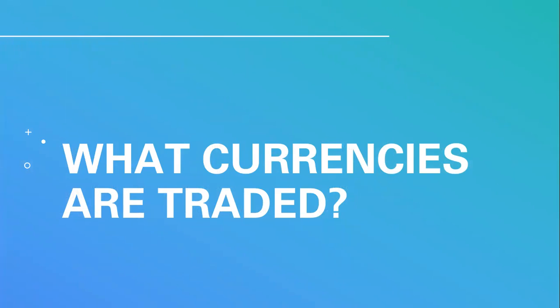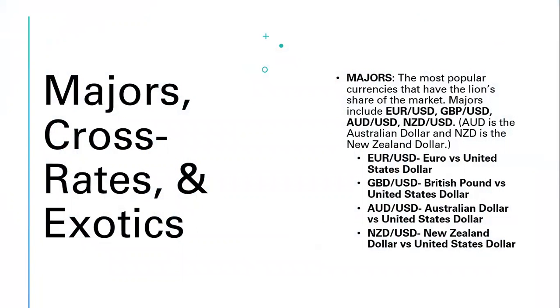What currencies are traded? We have majors, cross rates, and exotics. Majors are the most popular currencies that have the lion's share of the market. Majors include the euro versus the US dollar, the British pound versus the US dollar, the Australian dollar versus the US dollar, and the New Zealand dollar versus the US dollar. AUD is the Australian dollar and NZD is the New Zealand dollar. Again, these are what are called majors.